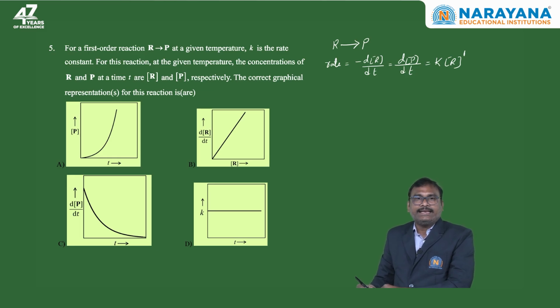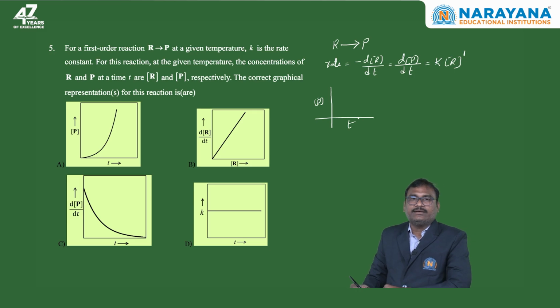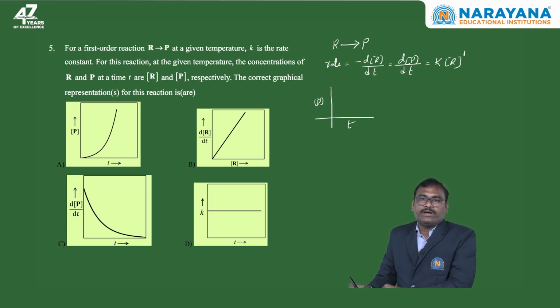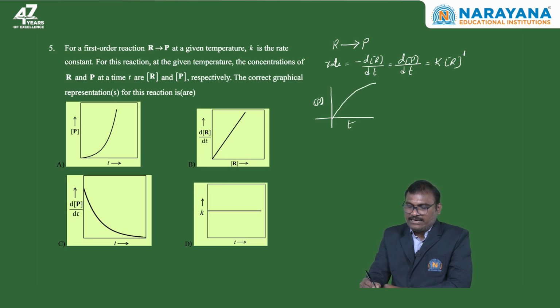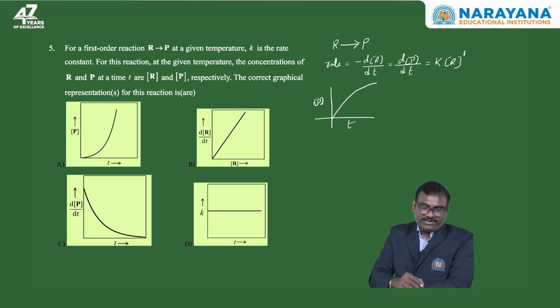So for any reaction except for zero order, as the time is going on, the concentration of the product increases exponentially. The graph should be like this, but the graph can never be like this. Therefore, option A is incorrect.